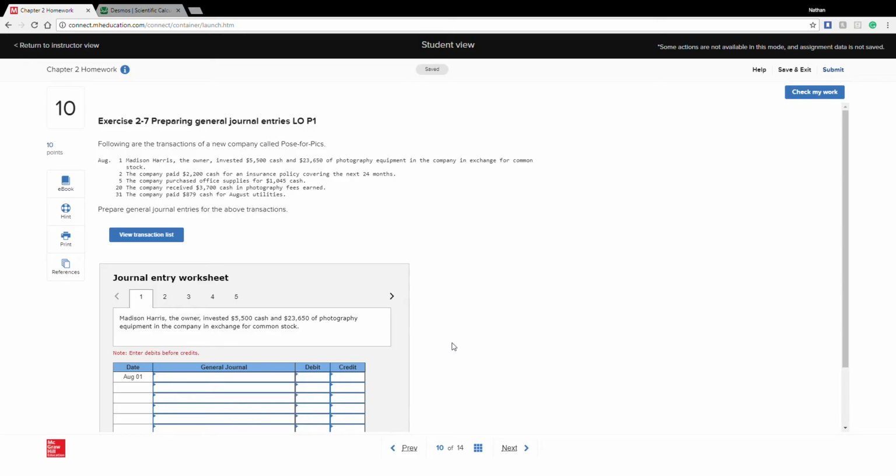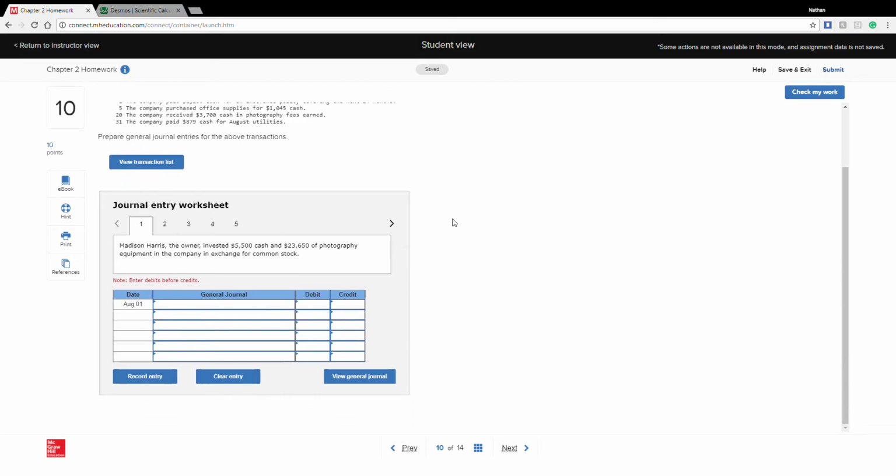So we must analyze what's happening in the transaction and what we need to do. So, starting off, Connect will have these transactions up here. But the cool thing is, if I don't want to look at these, I can have these right here. So right here, it shows the same thing that's right here, just a little bit bigger. So we have Madison Harris, the owner, invests $5,500 cash and $23,650 of photograph equipment in the company in exchange for common stock.